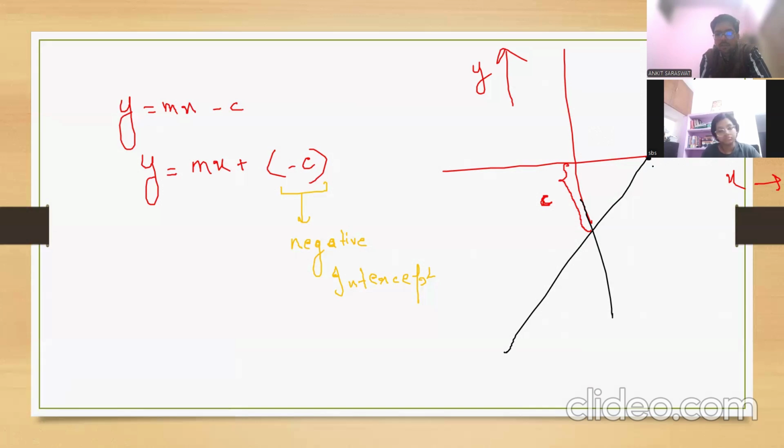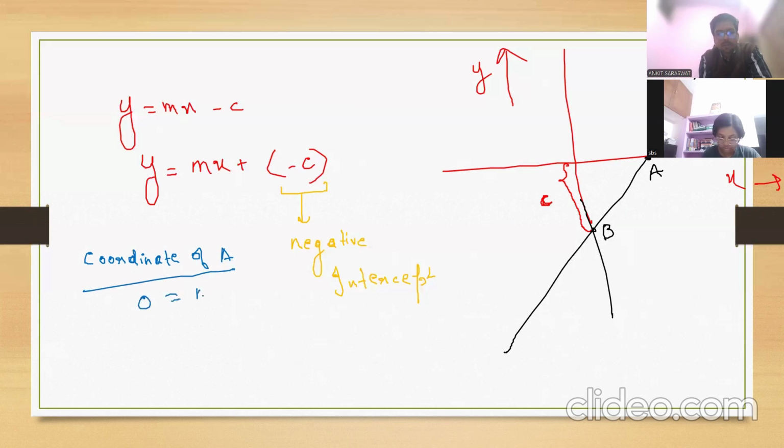Understood? If this is point A and this is point B, what is the coordinate of A and B? Quickly tell me from this equation. What is the value of x? Coordinate of A. C by m, sir. C by m, very good. Y is 0 on the x-axis, so x will be c by m. So the coordinate will be c by m comma 0.